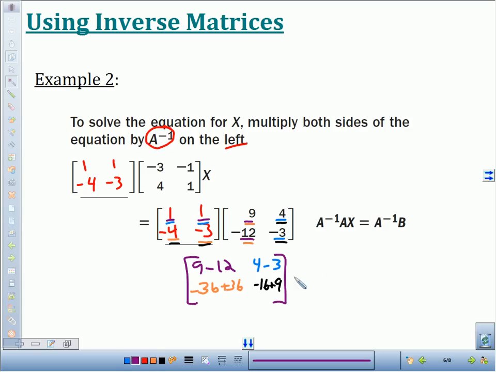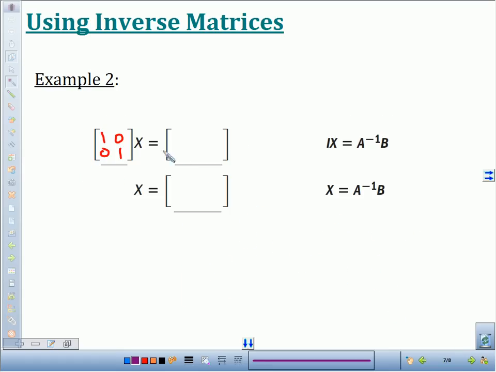And I want to do all my addition, simplify this down into a single matrix here. We've got 9 minus 12 is negative 3. 4 minus 3 is 1. Negative 36 plus 36 is 0. Negative 16 plus 9 is negative 7. So this is the product of the inverse of A times B. So I have negative 3, 1, 0, and negative 7.